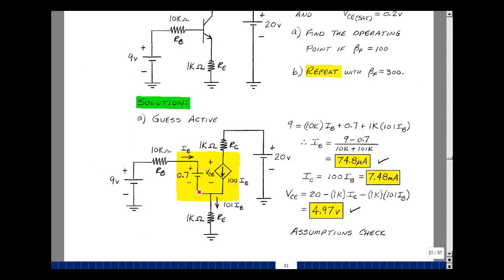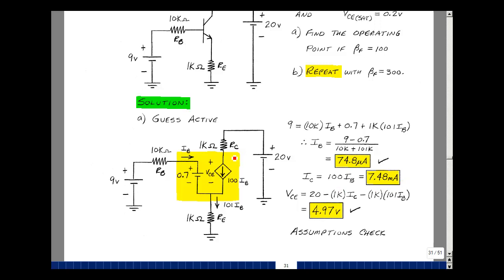If I go around this loop, I have an equation that has only I sub B in it. The rise in voltage is 9, the drop is 10K times I sub B, plus 0.7, plus 101 I sub B times 1K, and that's this equation right here. Let's solve for I sub B. So it's 9 minus 0.7 divided by 10K plus 101 times 1K, and that's 74.8 microamps. The collector current is 100 times that, or 7.48 milliamps.